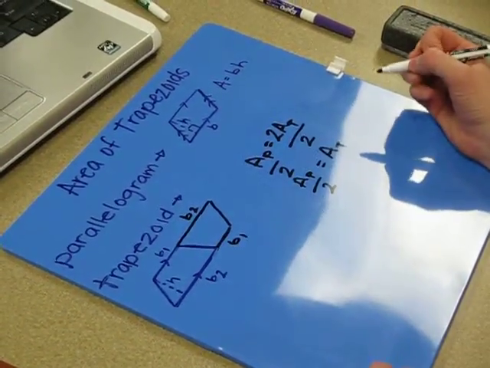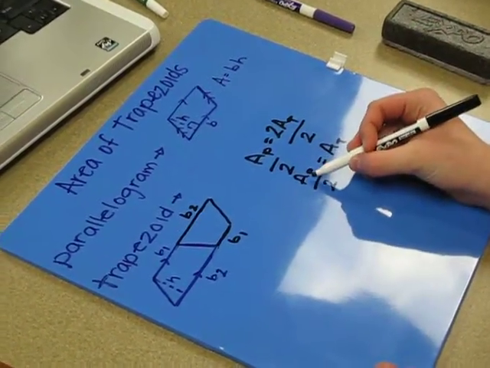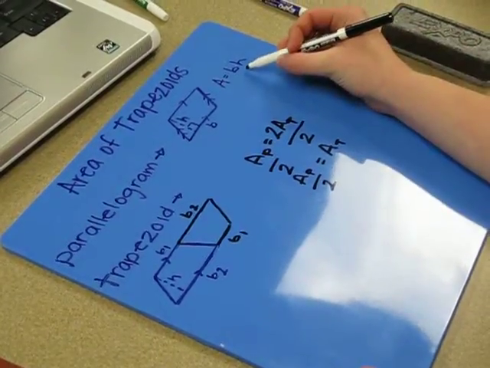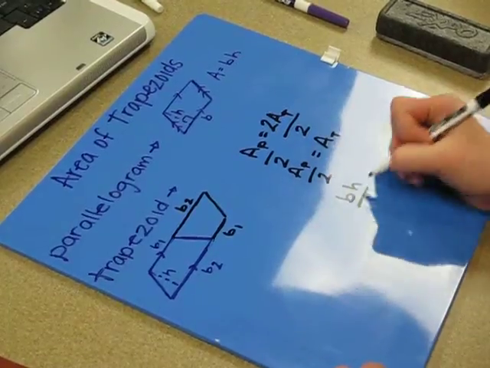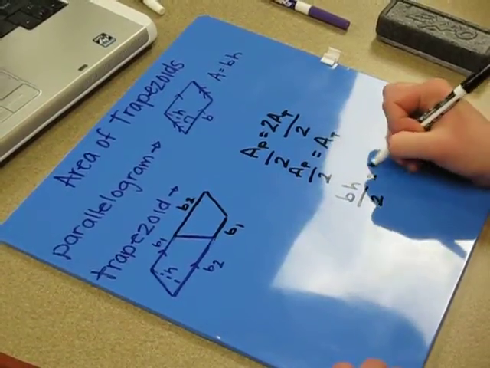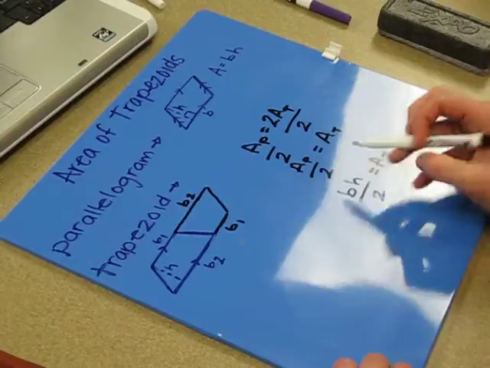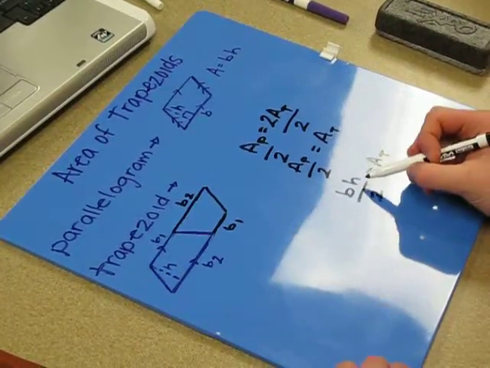Now we're going to fill in the information that we already know. The area of the parallelogram, as we already figured out before, is base times height. So we're going to plug this into our equation. The height we have already figured out before, so we're going to leave this the same.